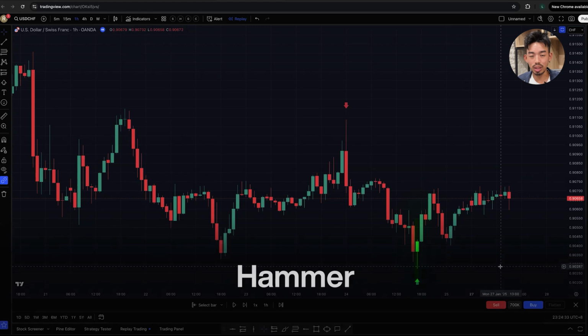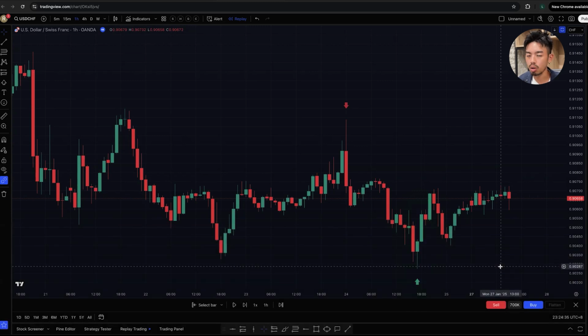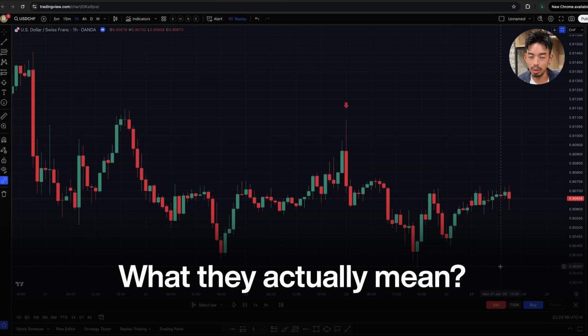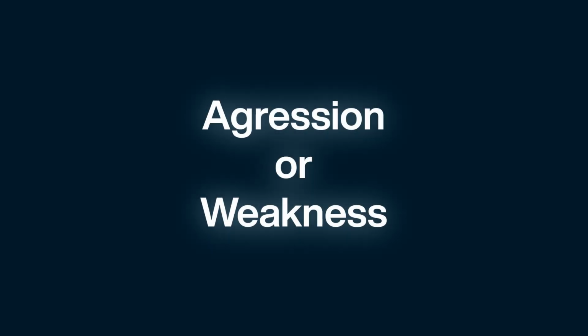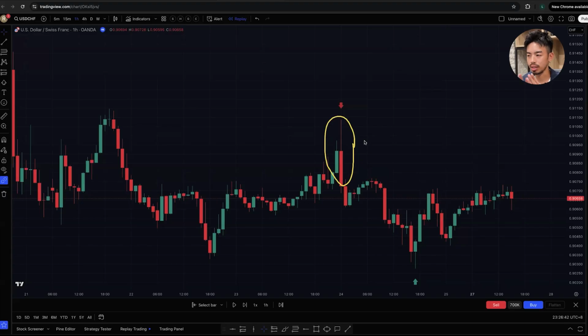So the secret that no one really talks about or goes into when it comes to candlestick patterns is what they actually mean. 2 things where it's really important to understand. When it comes to candlestick patterns, it largely means aggression or weakness. But what does aggression mean in this context?